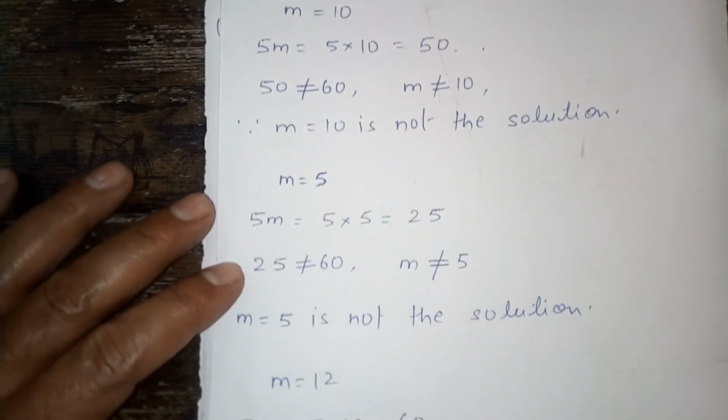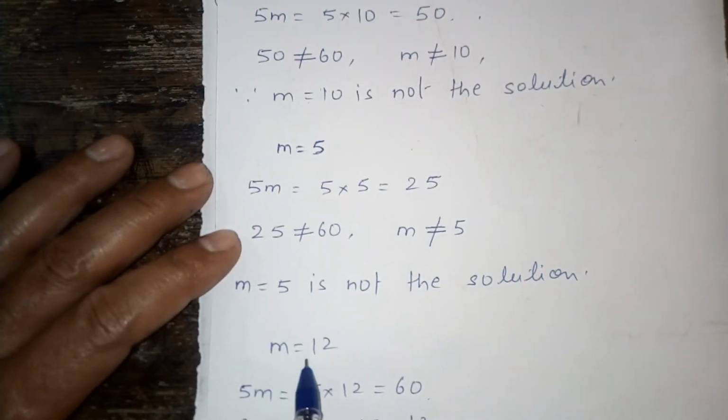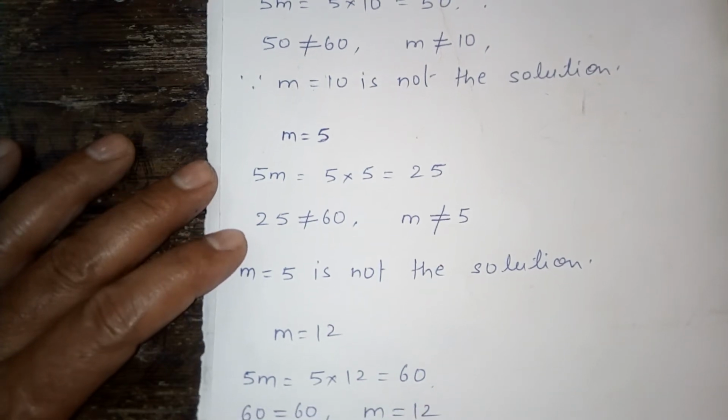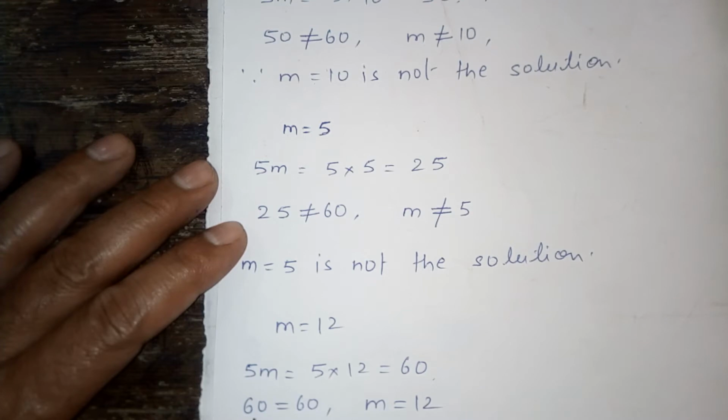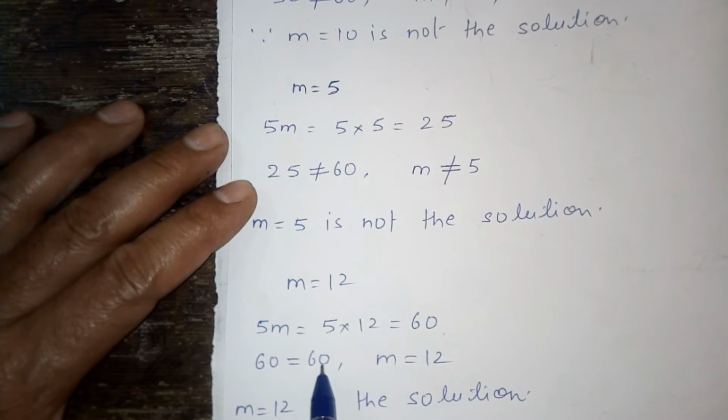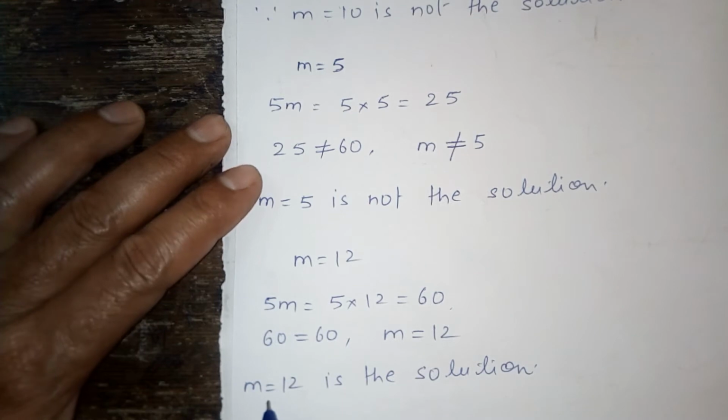Okay, again your next value is m is equal to 12. We will discuss 5m. 5m means 5 multiplied by m and the value of m is 12. 5 twelves are 60, or 12 fives are 60. As you know very well, 60 is equal to 60. Therefore m is equal to 12. So m is equal to 12 is the solution.